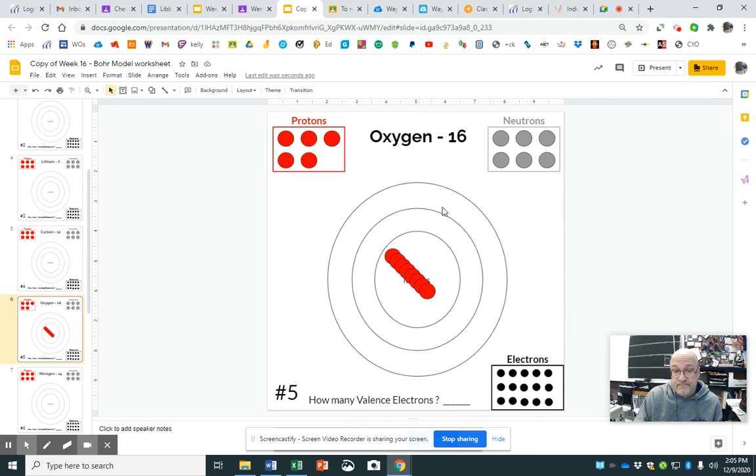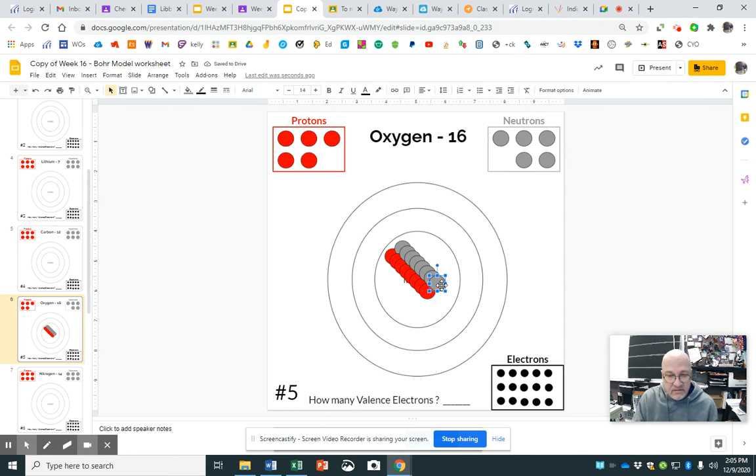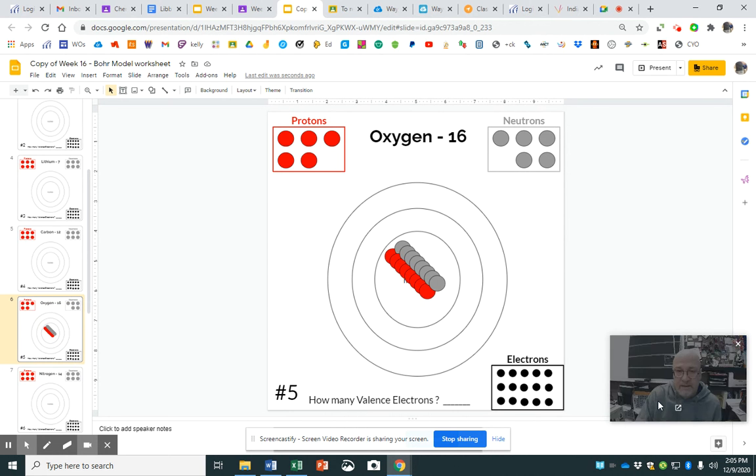8 is oxygen, but it weighs 16. I need 16 things in here. And if I add more of these, I don't have oxygen anymore. So I have to add these. And 16 minus 8 is 8. So there's 1, 2, 3, 4, 5, 6, 7, 8. And see if I can count. 1, 2, 3, 4, 5. Yeah, so there's 16 things in the nucleus. There is no plus or minus on here. That is a dash. That is not a minus.